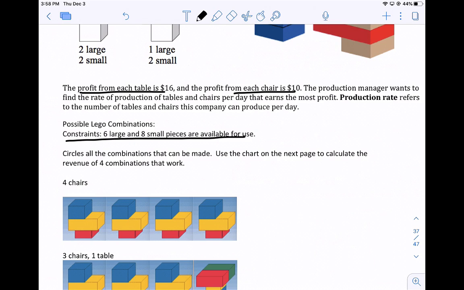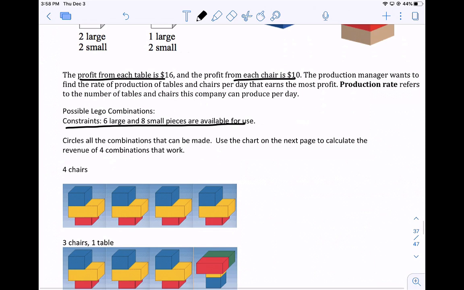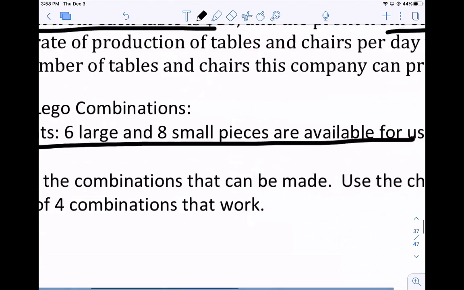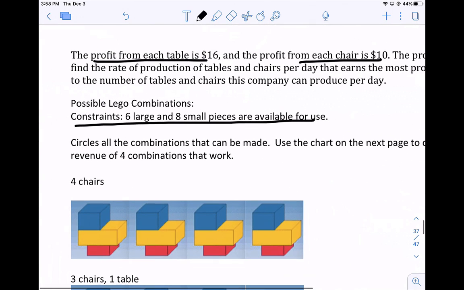So then it says circle all the combinations that can be made. Use the chart on the next page to calculate the revenue of 4 combinations that work. All right, so again, here's what you're thinking about as you're looking at these pictures. Since we can't build them, we can look at these pictures and decide, yes, this is a possible combination. So you have 6 large and 8 small pieces available.